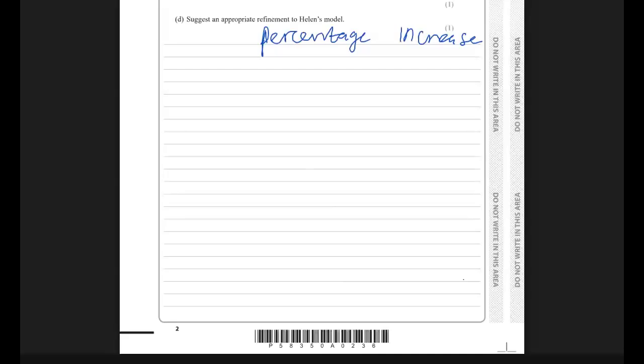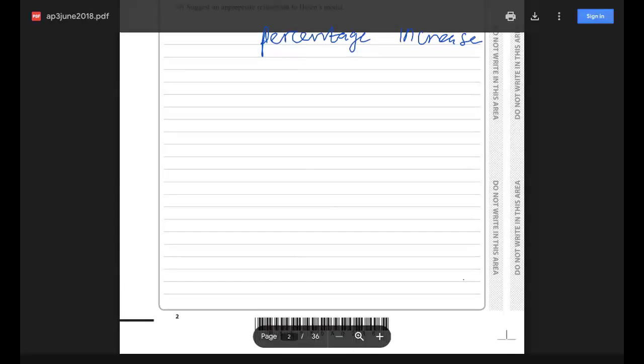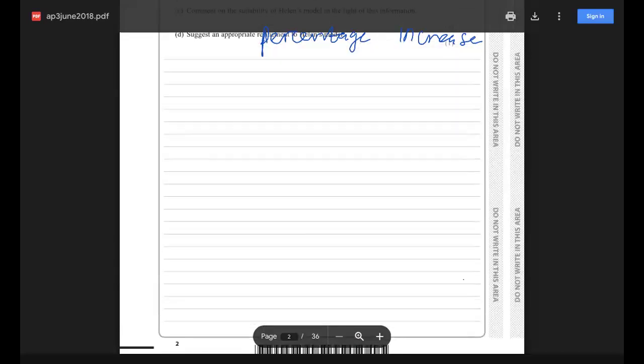So, percentage increase. When you say percentage increase, you're trying to increase something, so you add to it. When you say percentage decrease, you take away from it. So for example, if they say increase £50 by 20%, can you see?